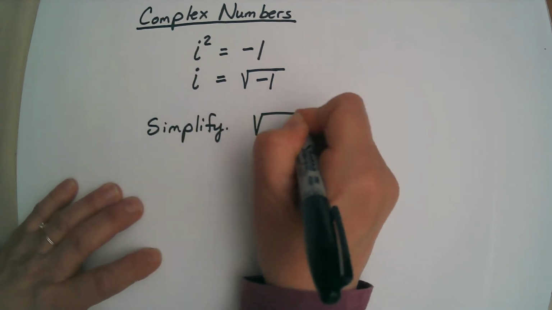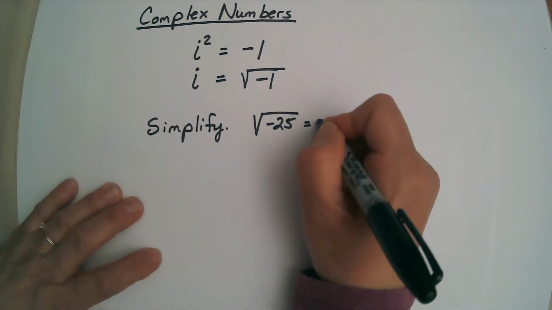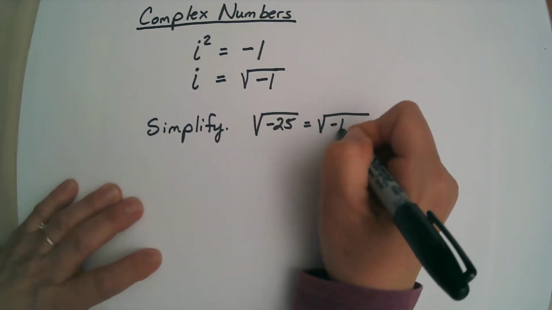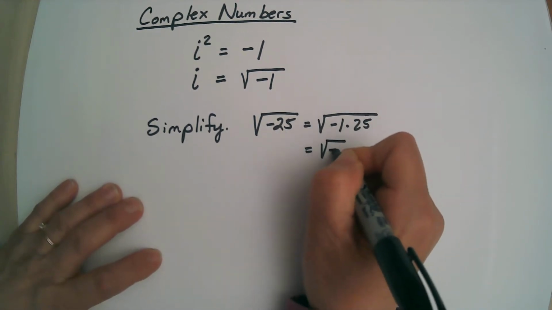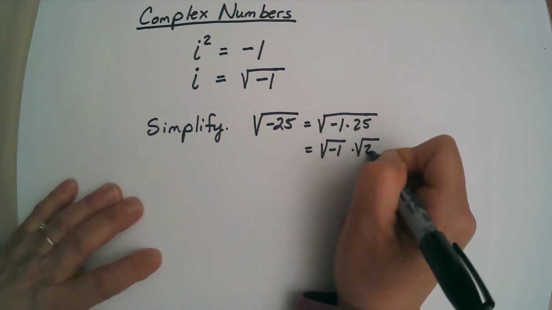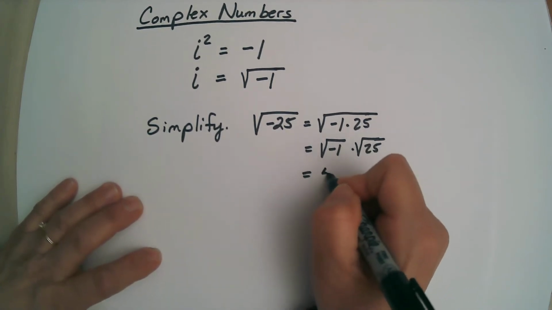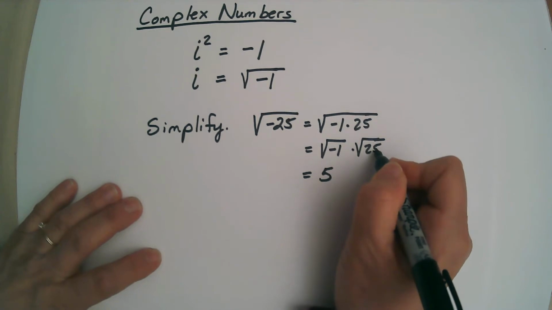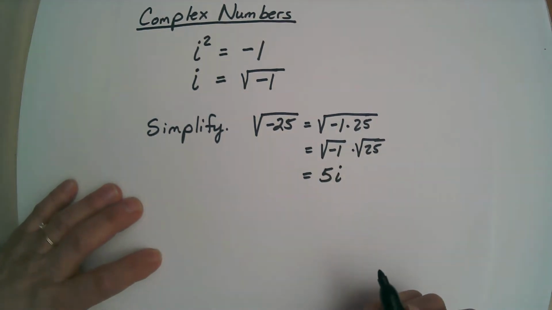The square root of -25, because we know that's the square root of -1 times 25, which makes it the square root of -1 times the square root of 25. And then we can simplify each of those individually. So we get 5 from the square root of 25, and we get i from the square root of -1.